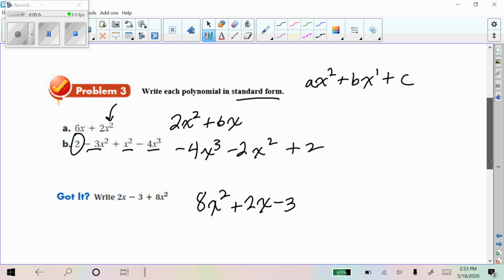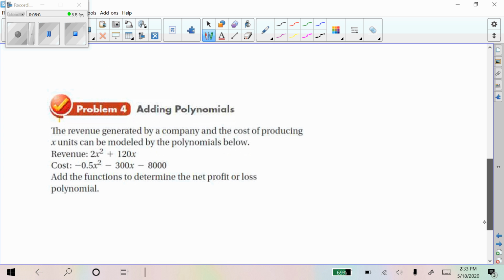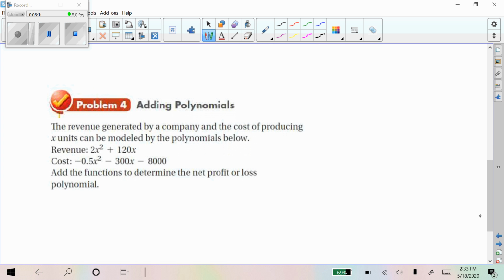I hope your work agrees with mine. So you should have 8x squared plus 2x minus 3. All right, now adding polynomials, you just add like terms. So to get the profit or loss, since this cost is written as the negative that it should be, we can just add these two together.